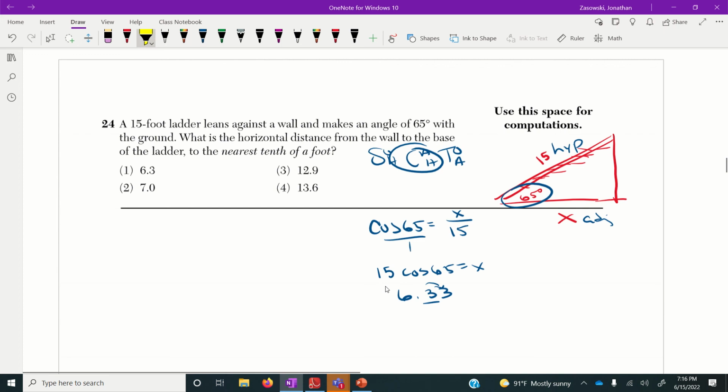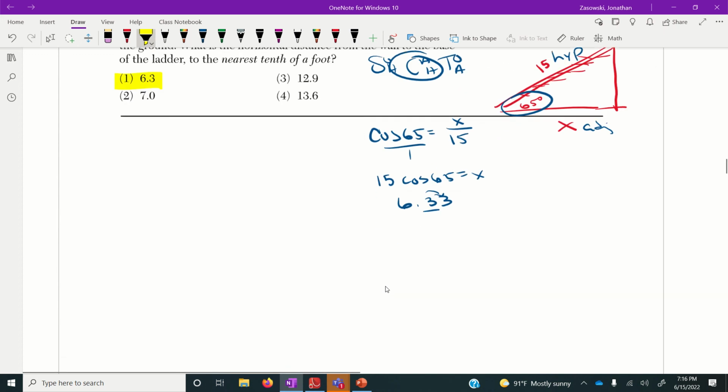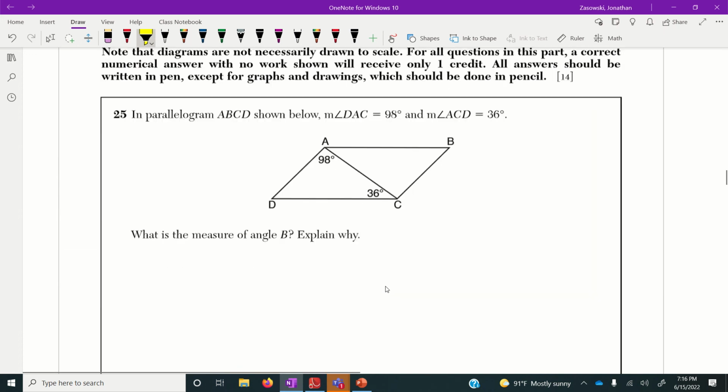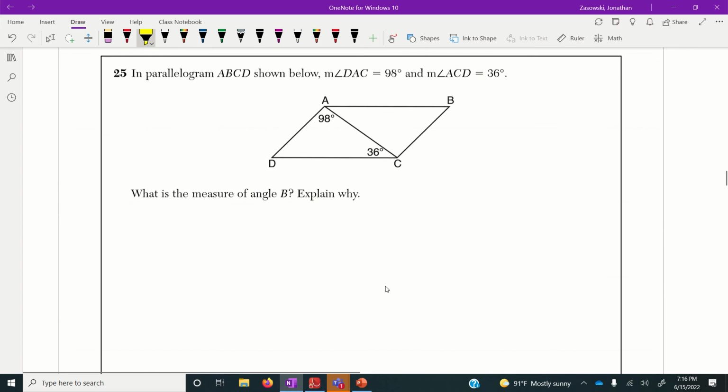All right, moving into part 2, 3, 4, here we go. In the parallelograms shown below, what is the measure of angle B? And then we have to explain why. Now remember, it's a parallelogram, so key thing here that's going to help us out: we have opposite angles congruent. So this angle and this angle are going to be equal. Okay, and then the angles of a triangle make 180.